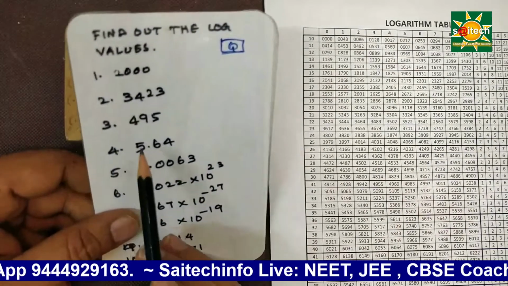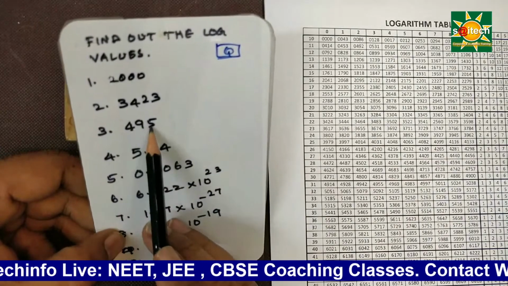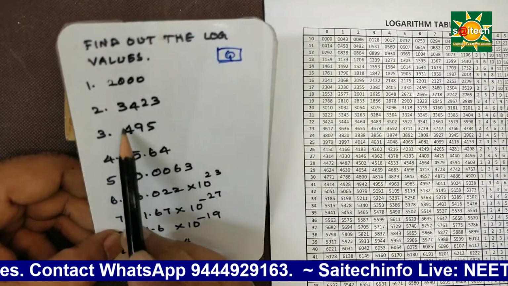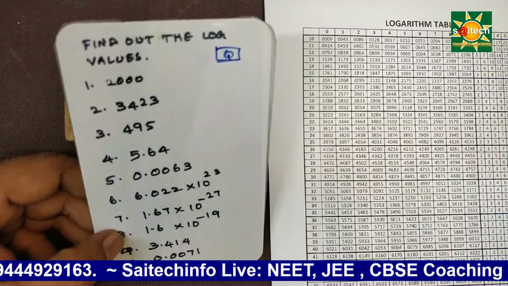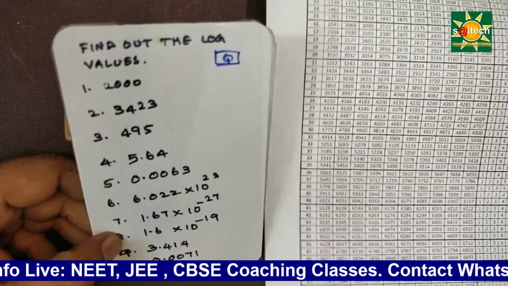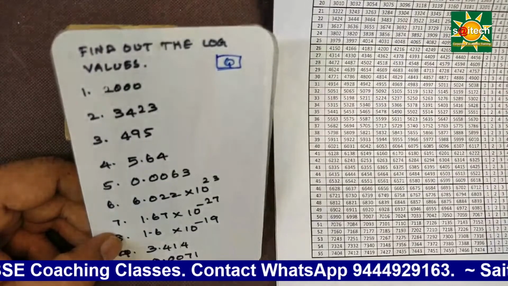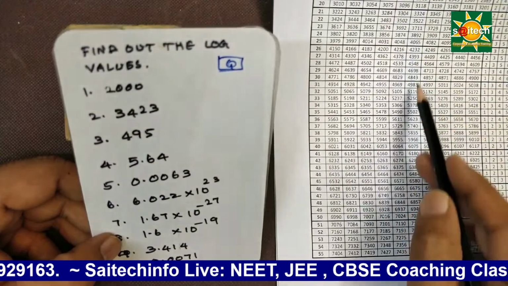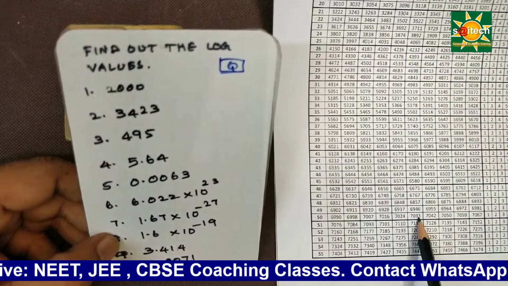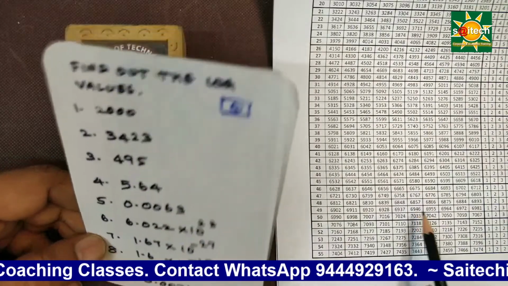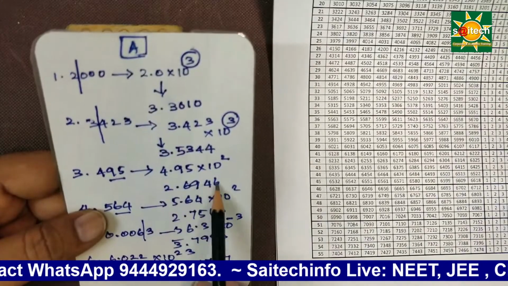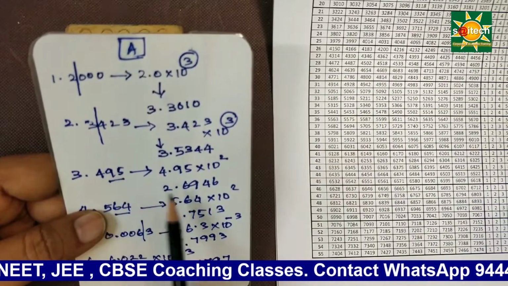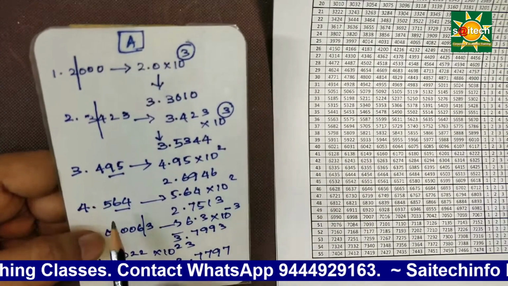Likewise, what is the logarithm value of 495? There are 3 digits, so you put 2 point and then find out the logarithm for 49 in 5. So 49 in 5 means 6946. There are 3 digits, so you have to reduce 1. So 2 point, so 2.6946. Are you able to understand this?